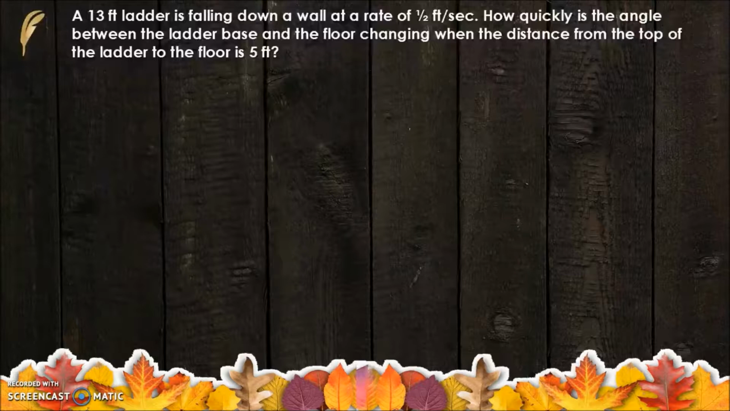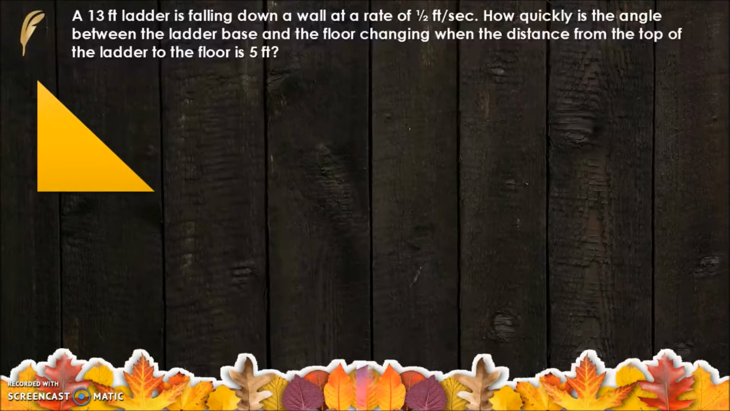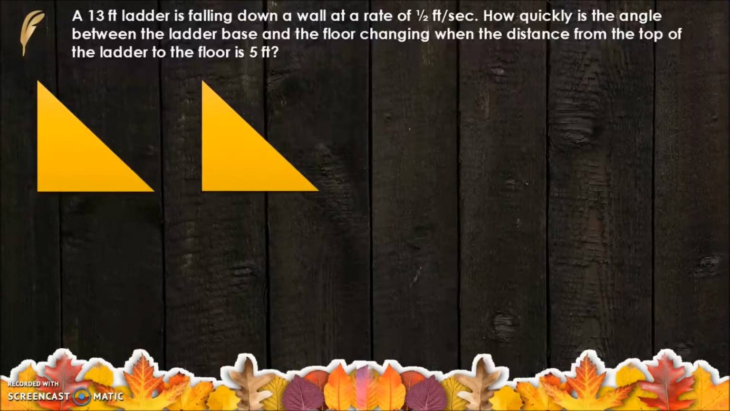So we're going to start by drawing two triangles. And in the first one, we're going to set up our variables. We're going to call this h, which is going to be our height. Then this is going to be b, which stands for base. And this is going to be l, which stands for length.